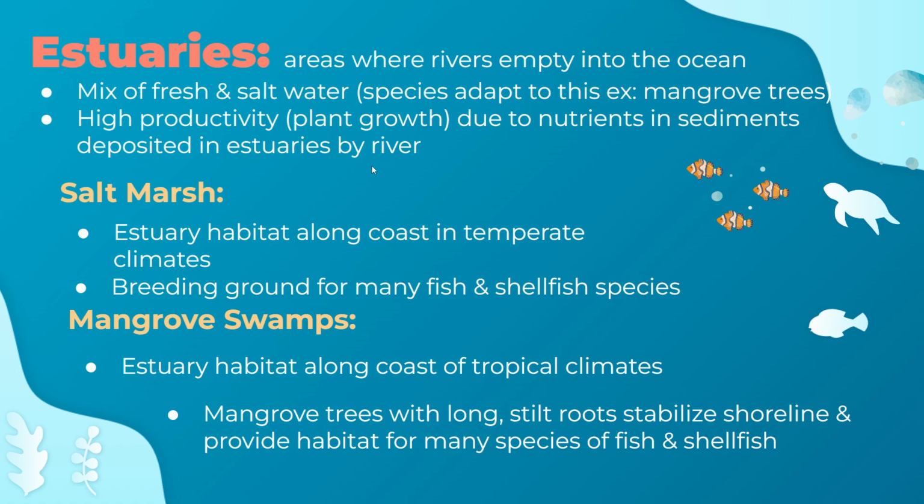So far we've just talked about freshwater biomes, and before we talk about marine or ocean biomes, we need to first cover estuaries, which are sort of an in-between fresh and saltwater biome. These are going to be a mix of fresh and saltwater because this is where the river empties out into the sea or ocean. They're going to be very productive biomes, and that's because there's going to be a really high level of nutrients contained in the sediments that are deposited in estuaries by the river.